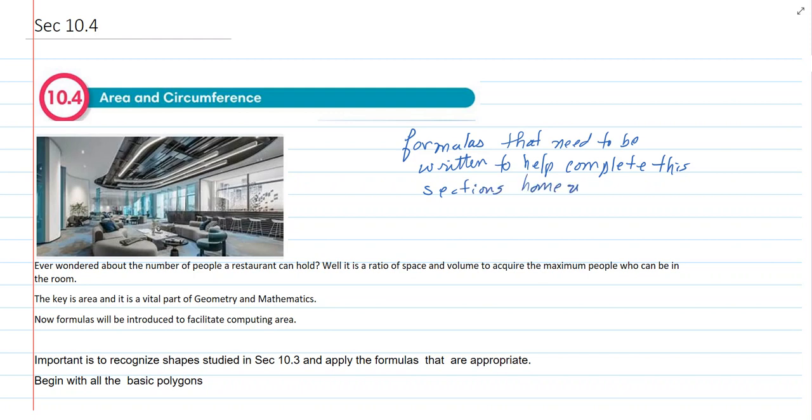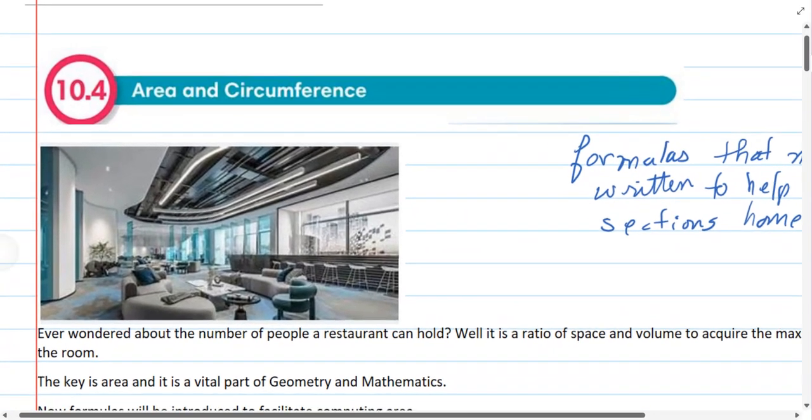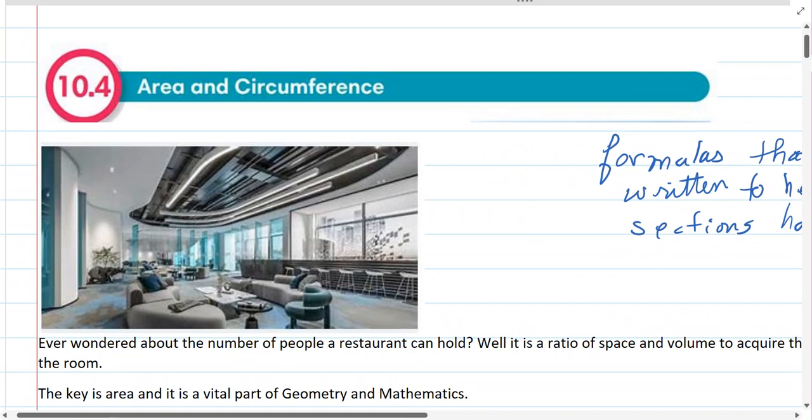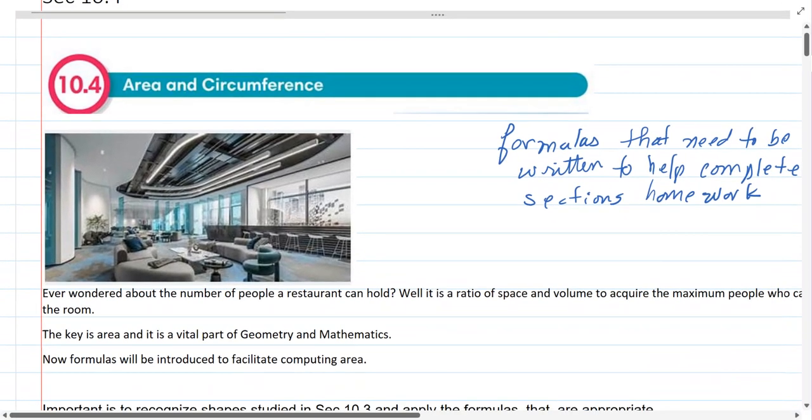So let's begin. I've put in a picture, and it shows a beautiful area. And this is some form of gathering, rest area. And the question is, how many people can the restaurant hold? Well, the ratio of space to volume and area are all key components to the general use of geometry in our everyday life. So let's begin.